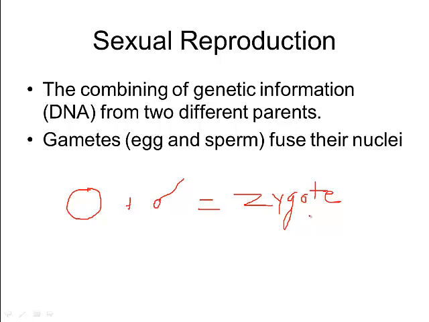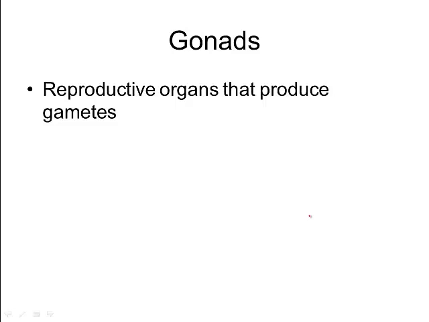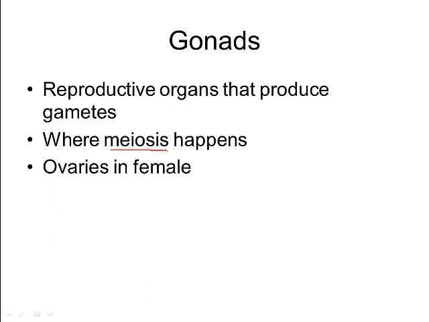So the gonads are the reproductive organs where gametes are going to be made. So we know that meiosis is the process by which gametes get made. So the gonads are where meiosis is going to occur. The female gonads are the ovaries, and the male gonads are the testes. And so meiosis is going to happen in the ovaries in females and in the testes in males.